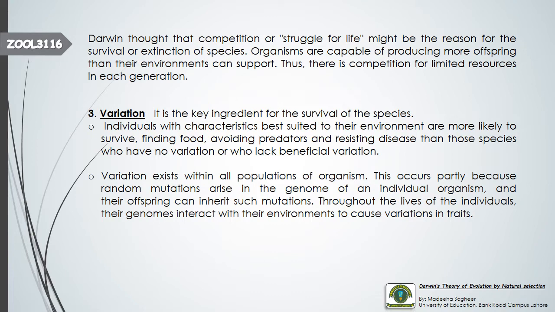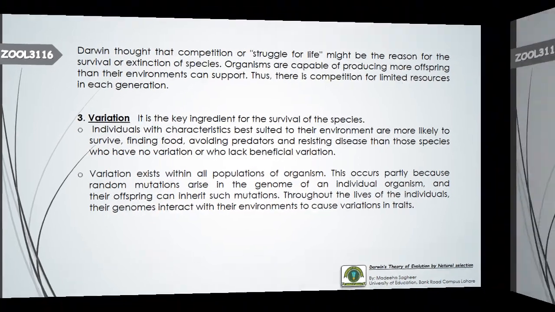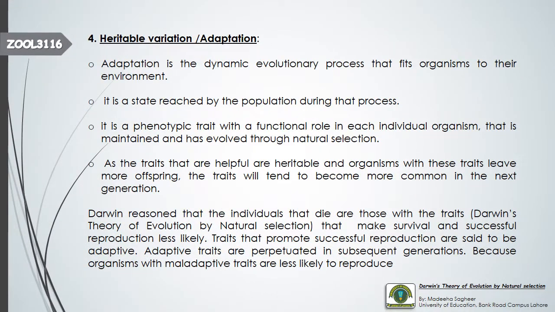These traits are passed on to the next generation, and ultimately the generation would develop into a new species. This is what evolution is, this is the concept of natural selection. This is change in the organism and ultimately change in the population. Fourth one is heritable variation or adaptation.